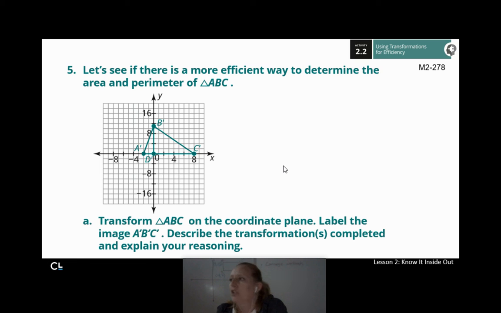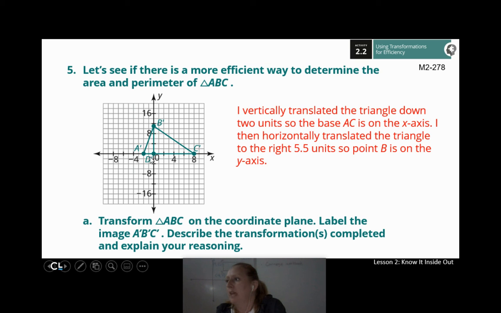So I vertically translated the triangle down 2 units to get it onto my base. And then I also translated it horizontally to the right 5.5 units so that B is on the axis, because look how nice these points are now. These are really nice points, much easier to work with than what I had before.